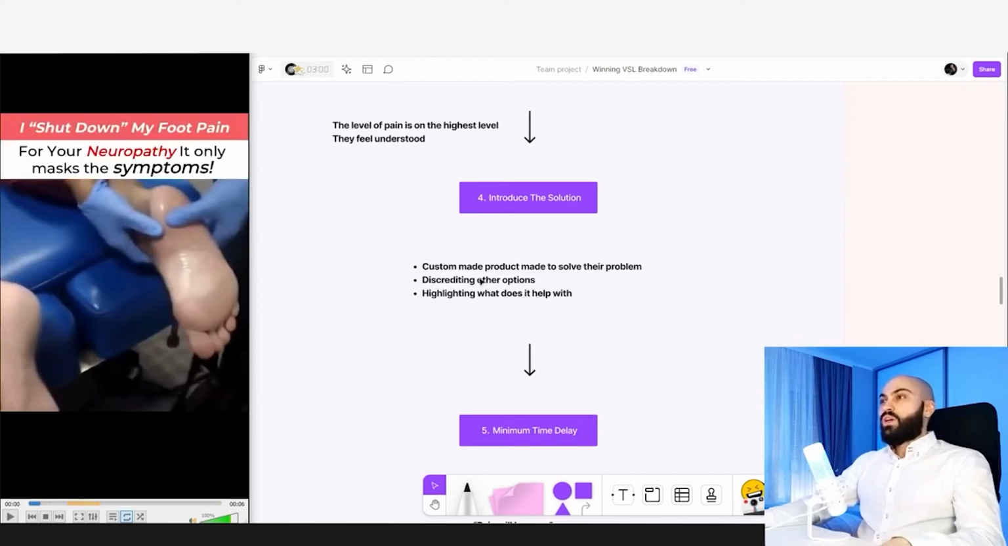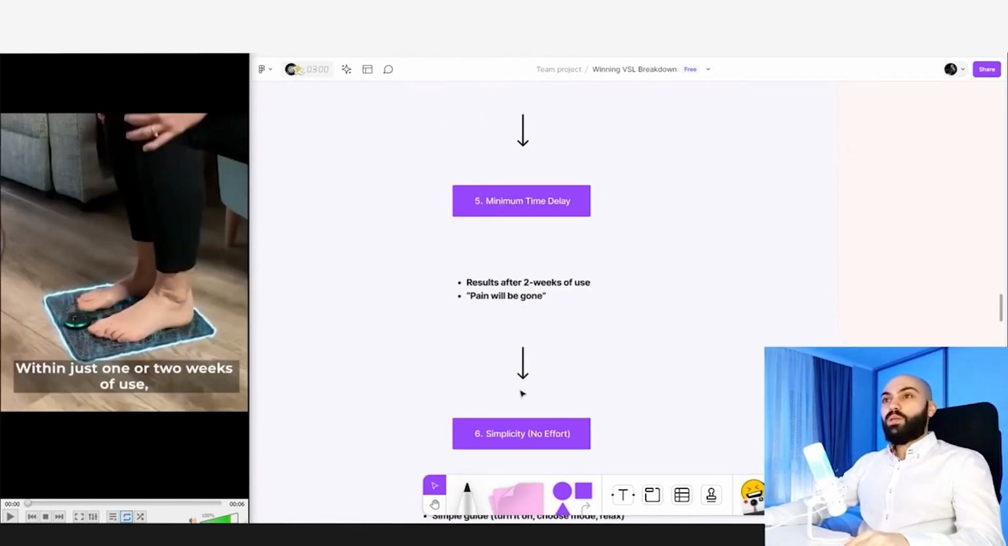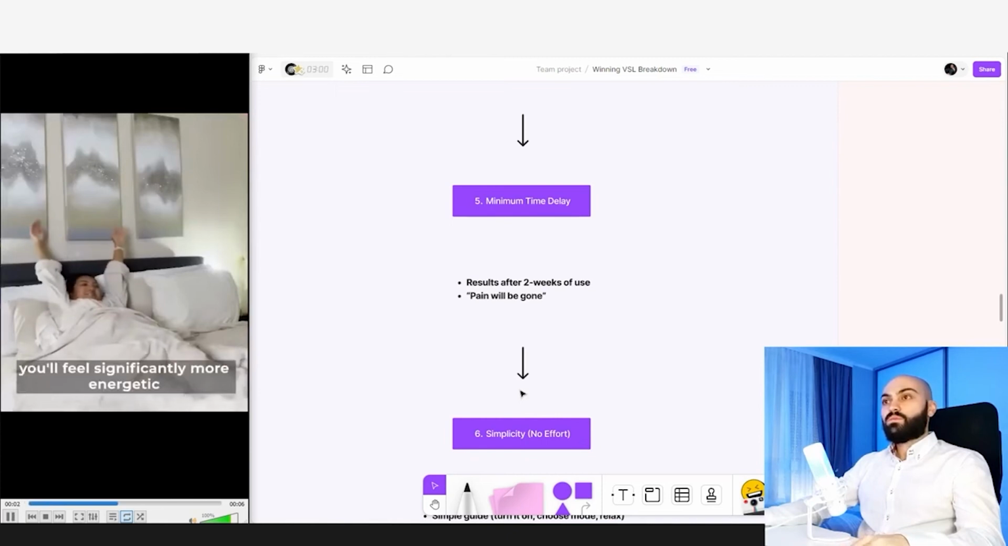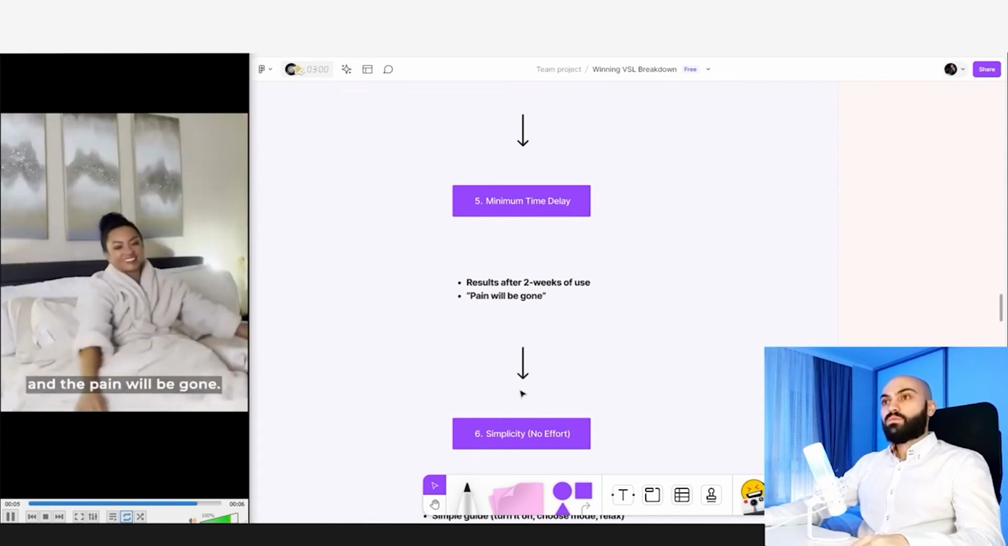Okay, so he talked about how the doctor created a custom-made product for people with neuropathy. It discredited other options, explaining why our product is better, and it highlighted what it helps with. Then we have the minimum time delay. Within just 1 or 2 weeks of use, you'll feel significantly more energetic, and the pain will be gone.